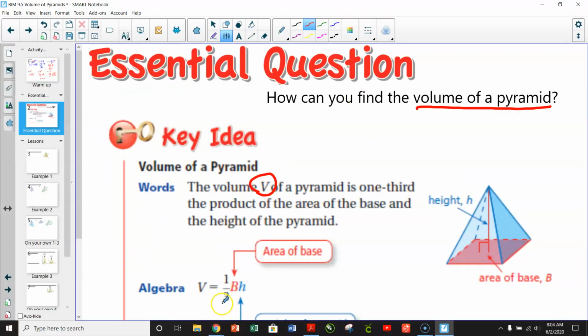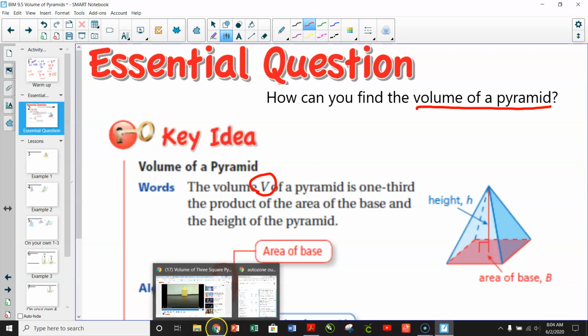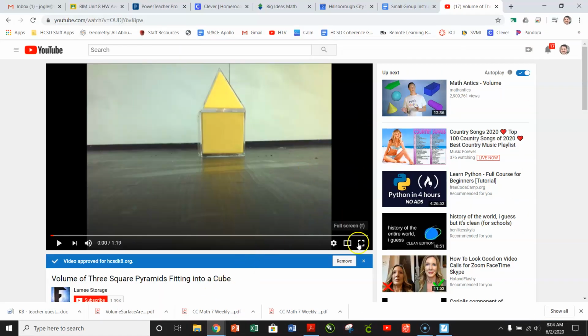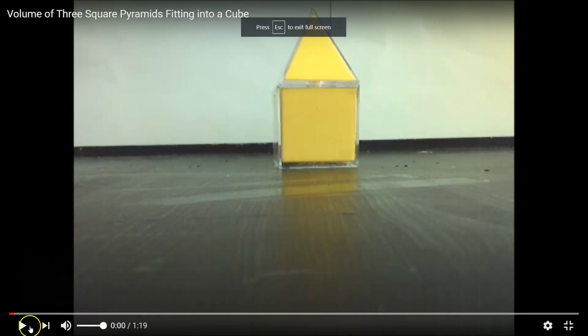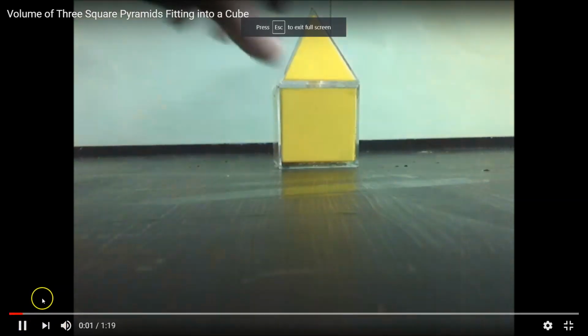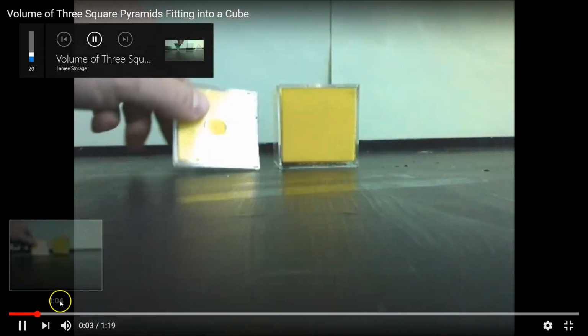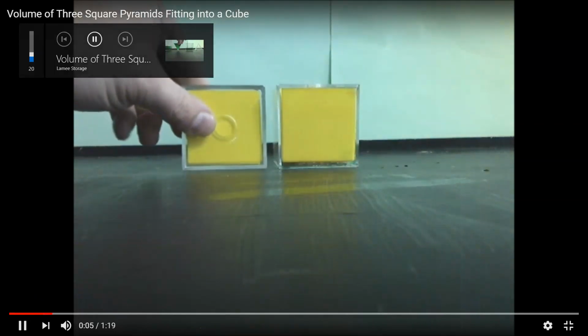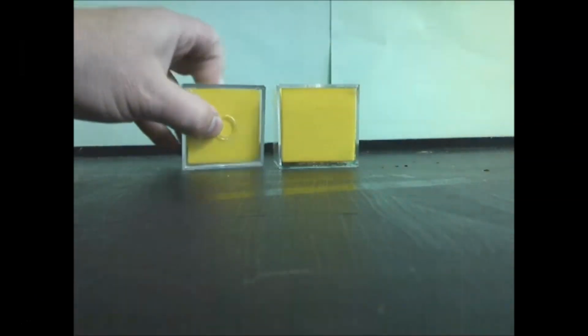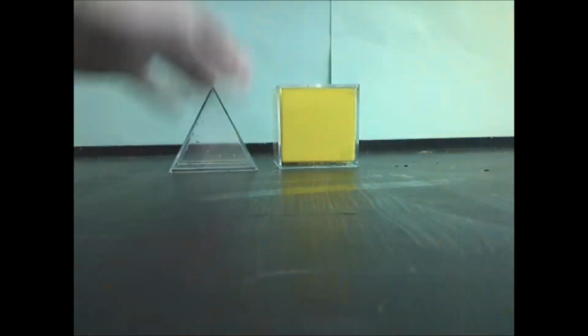I'm going to show you why it's 1/3, because I read this morning, oh yeah, it's 1/3 base times height. And I'm looking at that right now and saying, why is that so? And so I did a quick little Google search. I love technology. Right. So he's showing you a pyramid, right? A square pyramid. It was on top of the square.